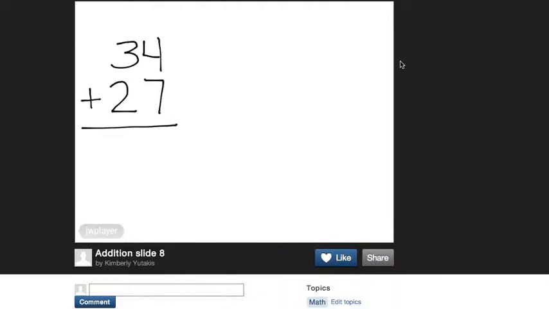In this problem, we are going to continue to use base 10 blocks, but here I'm going to show you what we have to do when it's necessary for us to regroup our ones blocks in order to make another 10. So I am going to start out just like we did in the last one with first drawing my base 10 blocks. So I will have 3 longs and 4 cubes. And then I'm going to draw 2 longs and 7 cubes.